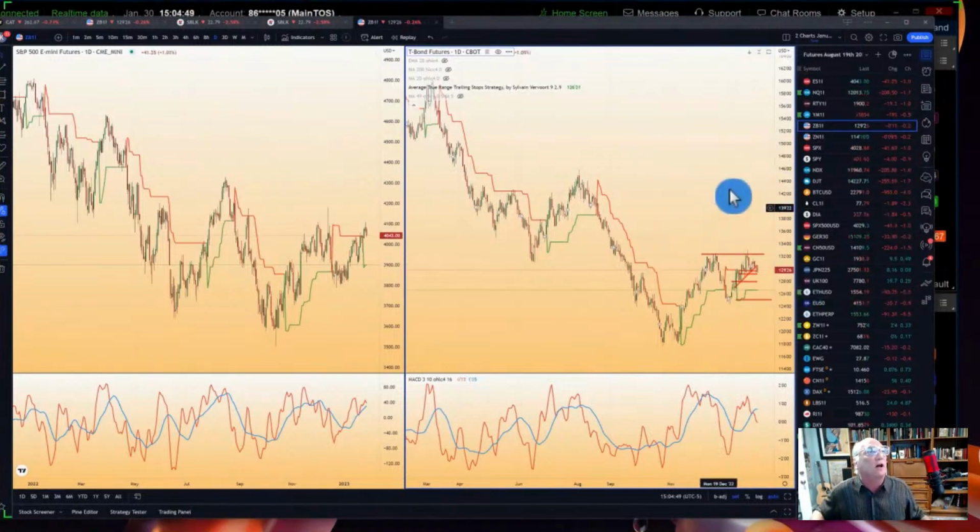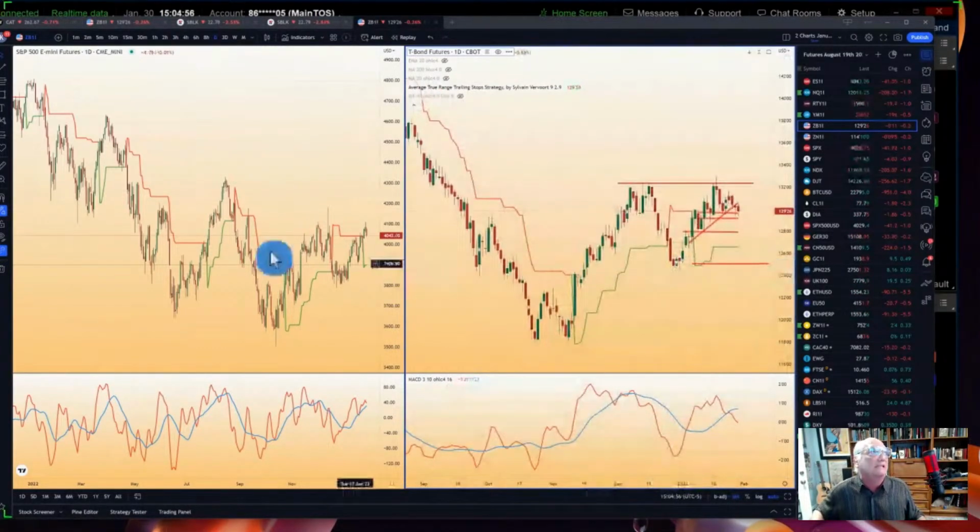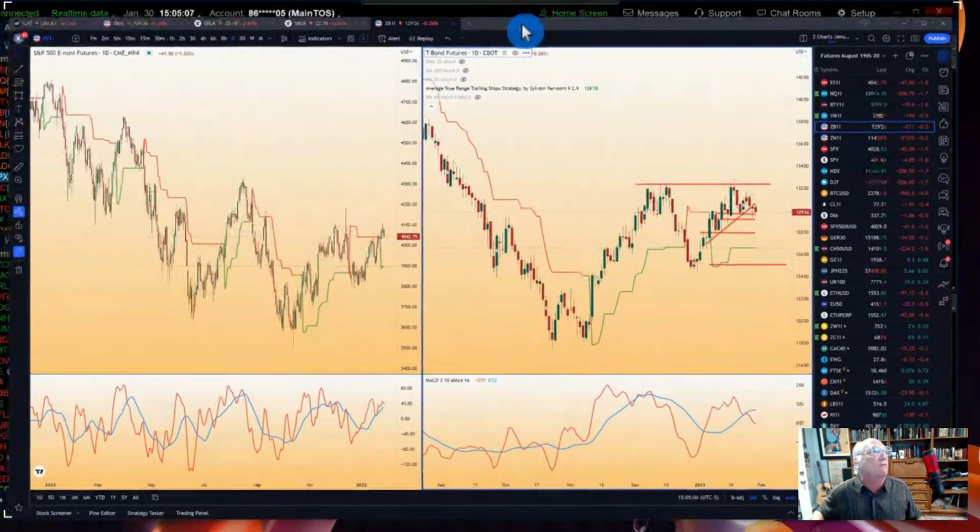Because if this breaks up, heck, maybe you can have a 19 PE. If it goes back to lower levels, then you've got to think this goes back to lower levels. So this is, to me, fundamental resistance. That's it. And that started happening on Friday.